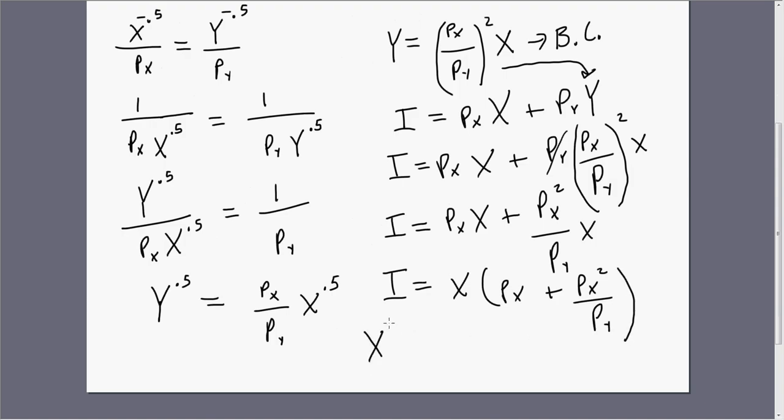And all we have to do now is divide through, and you have your demand function for good X. The demand for good X equals the consumer's income divided by this mess in the denominator.